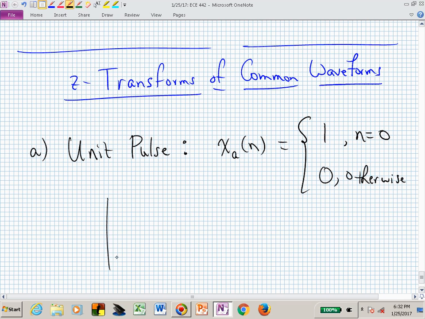If we needed to sketch this in the time domain, it looks very basic. It now just has a value of 1 at time 0. Whoops. I guess I should label my axes. Everywhere else, it's equal to 0. That's what this looks like.